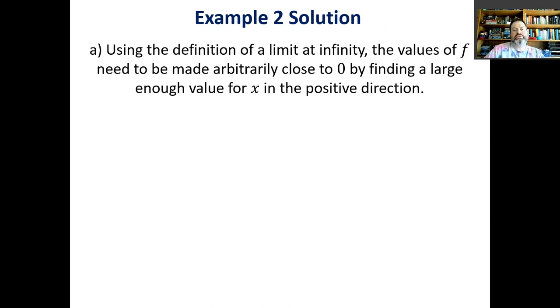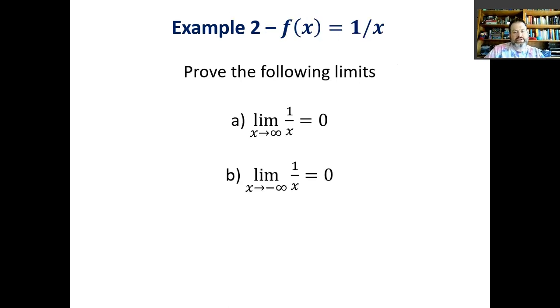So to use the definition of a limit at infinity, the values of f need to be made arbitrarily close to 0 by finding a large enough value for x in the positive direction. So let's go back and look at this and see what this means. If this is indeed the limit, then I can build a little boundary, epsilon, negative epsilon. And eventually, for any epsilon I pick, this function should get within those boundaries. So let's prove it.